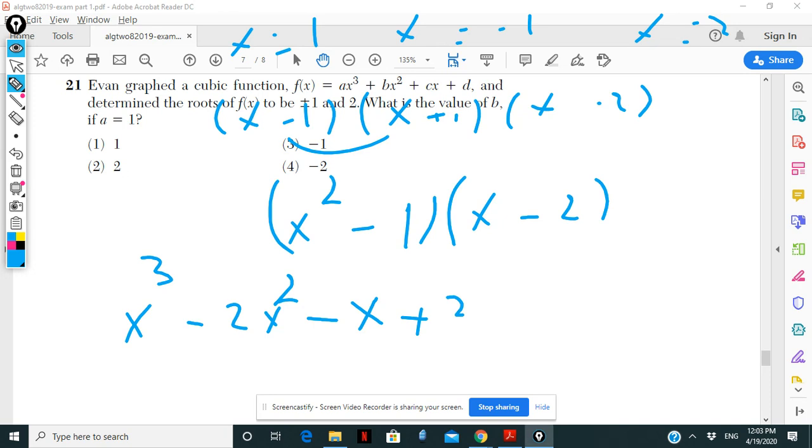Now he's asking about the b value. So the b value is -2, and the answer is going to be 4.